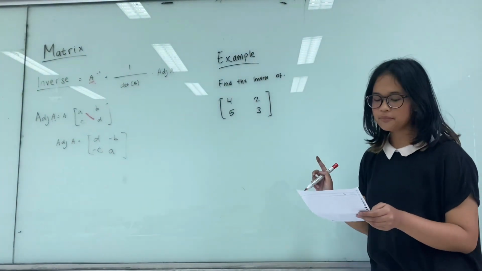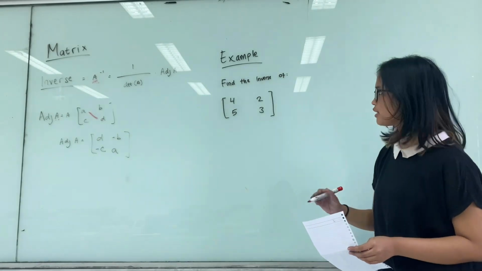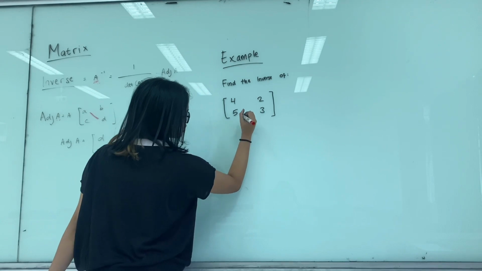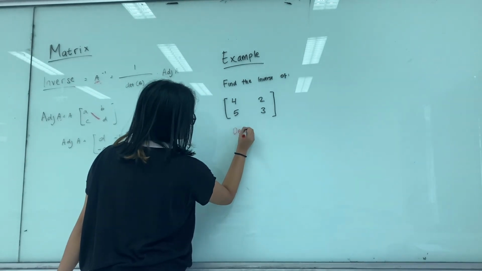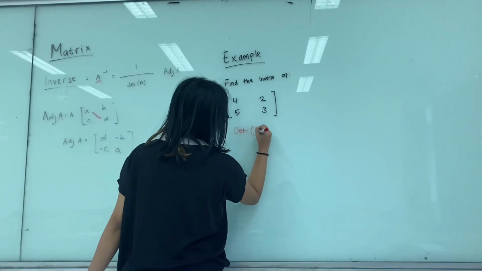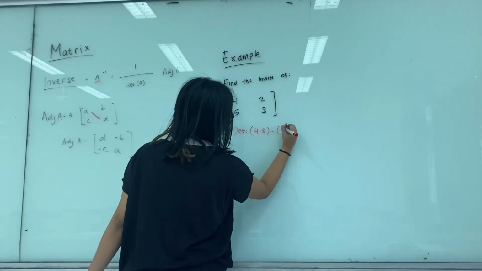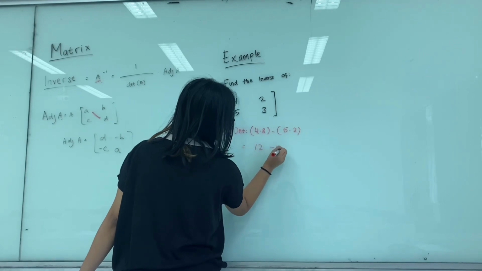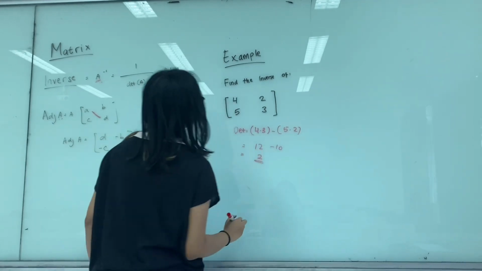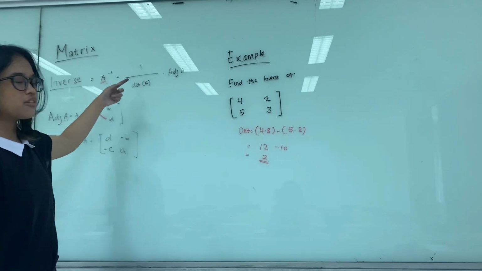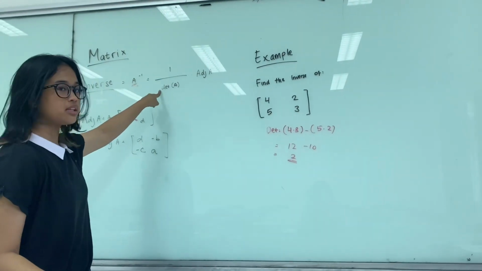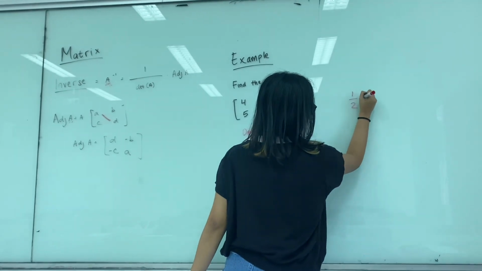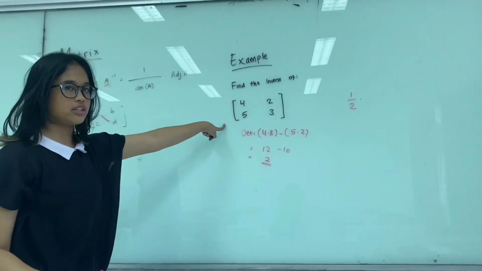Okay, for the first step, we have to find the determinant of it. So, how to find the determinant of 4, 2, 5, 3 is 4 times 3 minus 5 times 2. In this case, the answer is 2. Okay, so let's stick to the formula 1 per determinant A, which means 1 per 2 times the adjoint of this matrix.